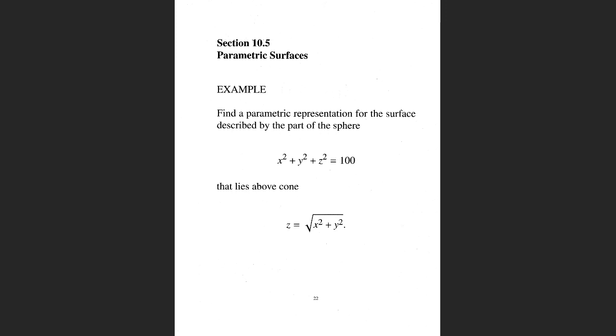Okay, so in this problem, what we want to do is find the parametric representation for the surface described by the part of this sphere. What's the radius of this sphere, by the way? 10, that's right. So we want to find a parametric representation for the surface described by this part of the sphere that lies above the cone.